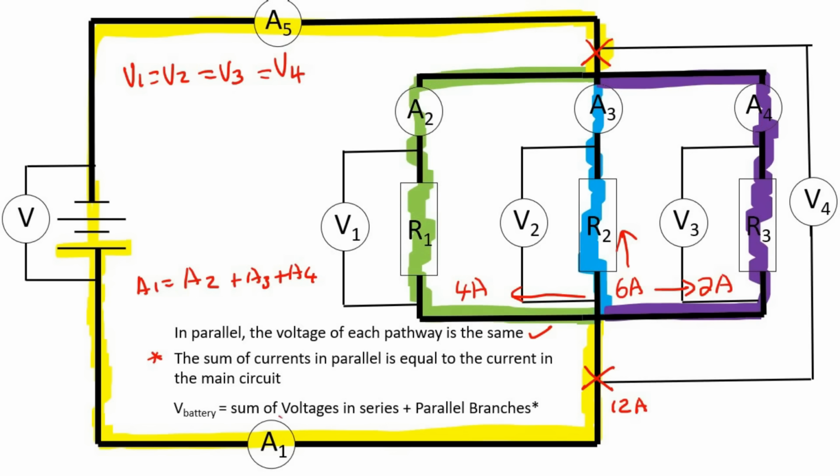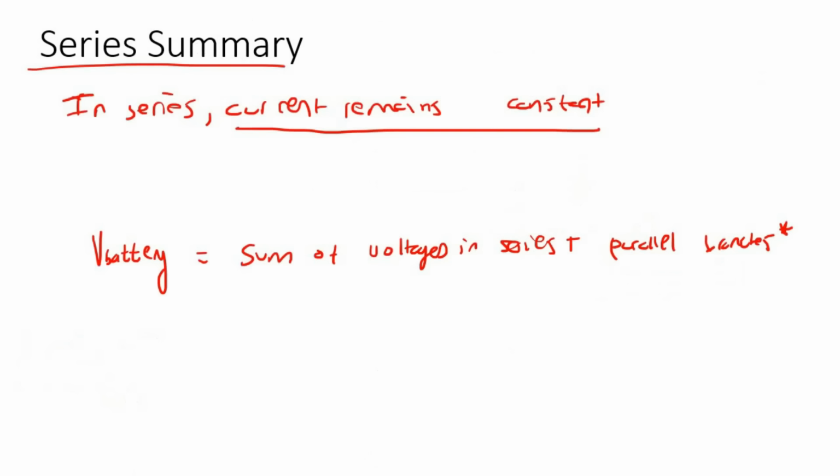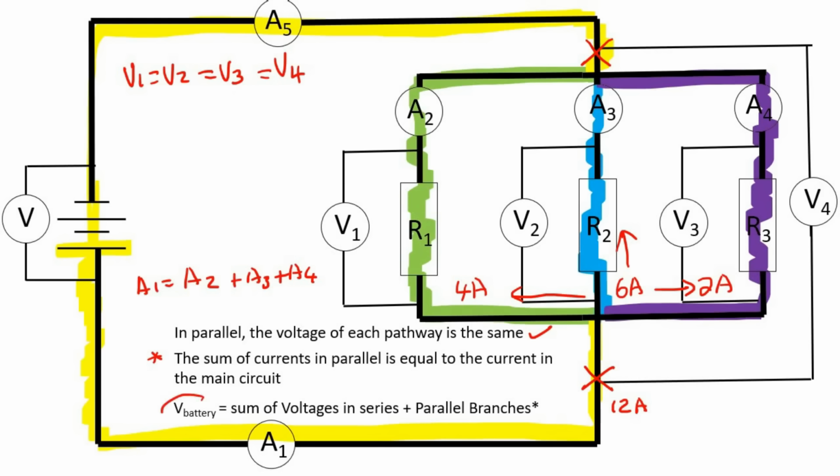Okay, and then also remember that A1 and A5 are the same because they are in series, and in series we know that current remains constant. Okay, the next thing, the voltage of the battery, which is over here, will always be equal to the sum of all the voltages in series. So look at the yellow part. Is there any voltages that you can see there? No, there's nothing, so we're just going to scratch that out.